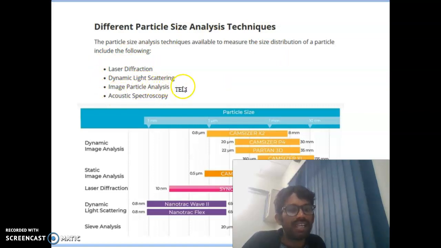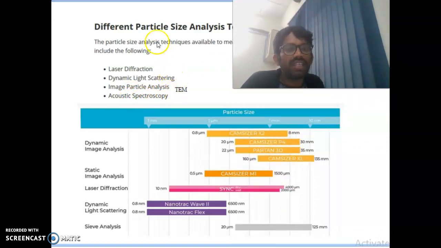Image particle analysis, the best example is TEM, transmission electron microscopy, and acoustic spectroscopy. So these are the 4 major techniques for determination of particle size. You can see that dynamic image analysis is 0.8 micrometer to 8 millimeter. And next one, you can see the static image analysis, 0.5 micrometer to 1500 micrometer.